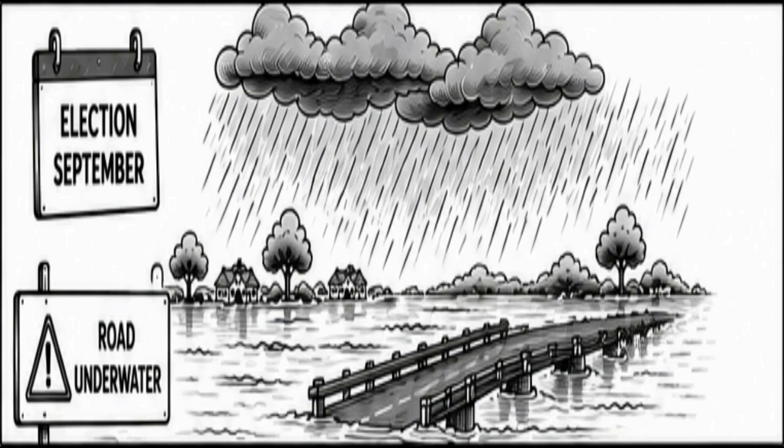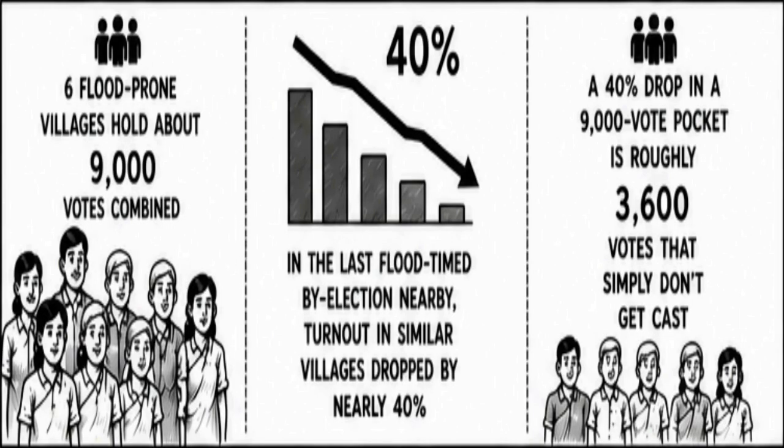Politician A's team runs the numbers. Those 6 flood-prone villages hold about 9,000 votes combined. In the last flood-timed by-election nearby, turnout in similar villages dropped by nearly 40% because the access road was underwater or washed out on polling day. A 40% drop in a 9,000 vote pocket is roughly 3,600 votes that simply don't get cast.